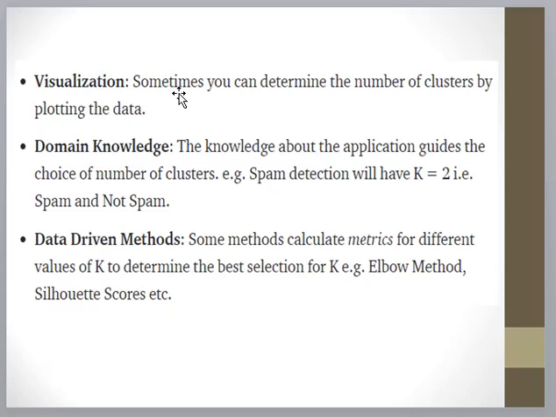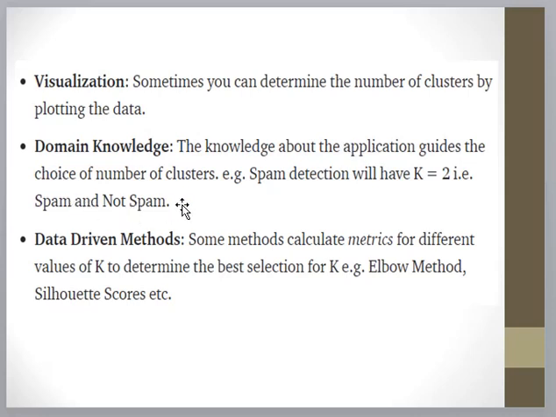So in visualization, sometimes you can determine the number of clusters by plotting the data. What we do in visualization is we can draw a scatter plot of the data samples, and then by looking at the scatter plot, we can have a visual observation which can tell us that okay, this number of clusters will be a good approach for this problem. On the other hand, we can also use our previous domain knowledge for that problem. The knowledge about the application guides the choice of number of clusters, right?